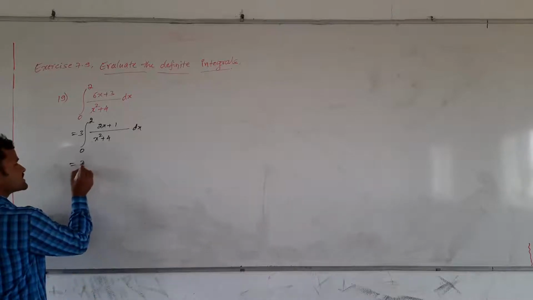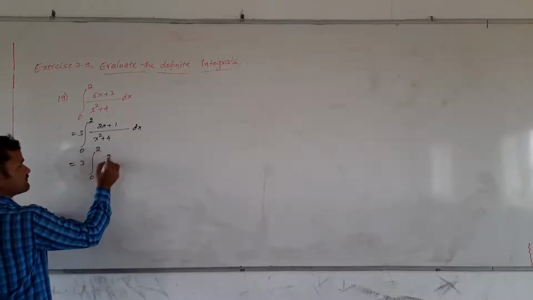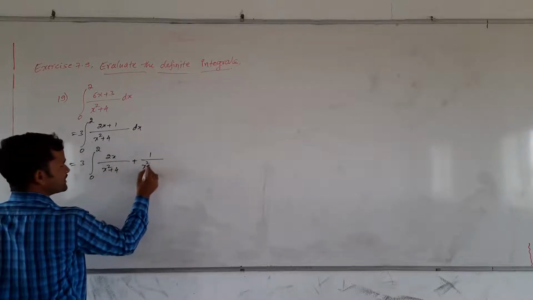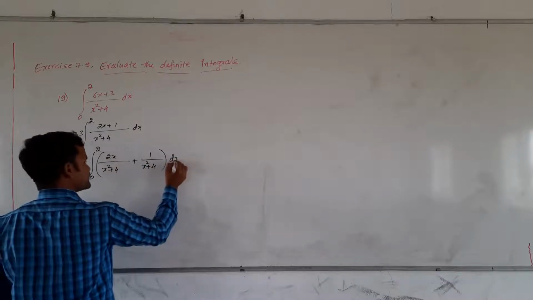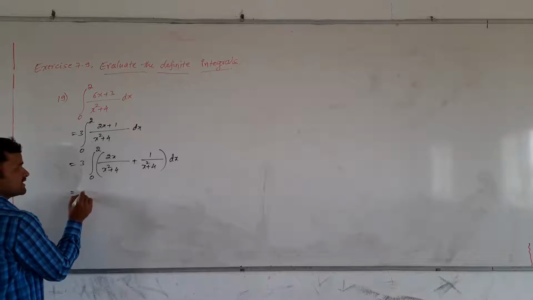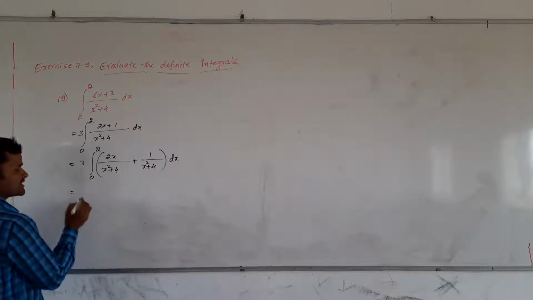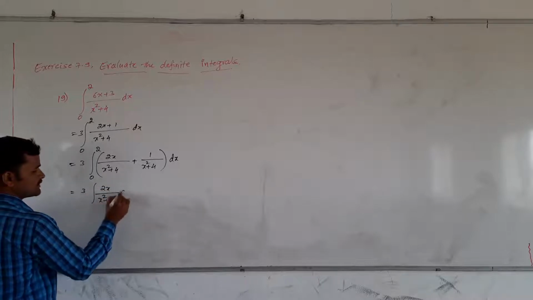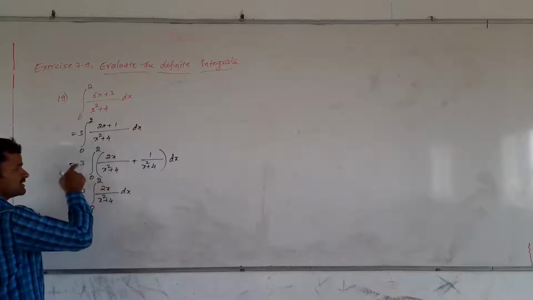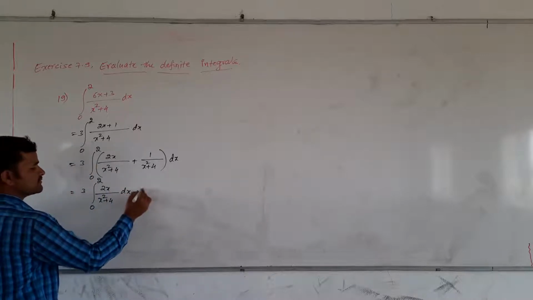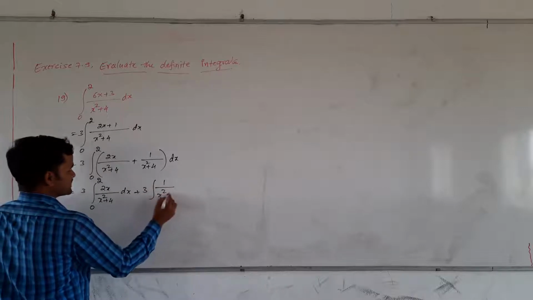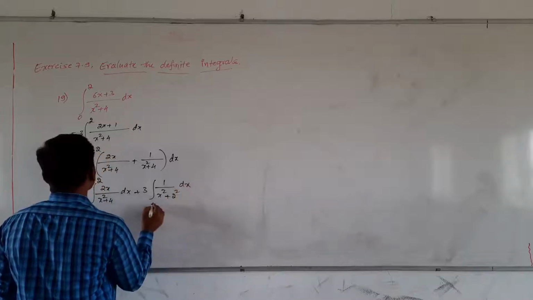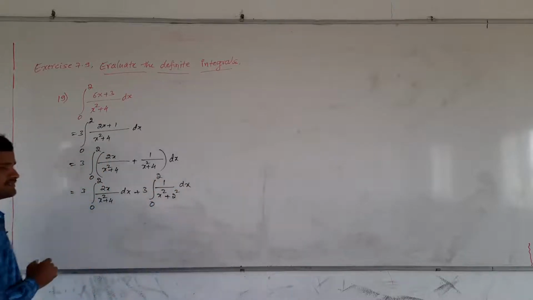Now I will write it as a sum of two functions. The first one is 2x / (x² + 4), plus the second one, 1 / (x² + 4). Integrating the function with respect to x, let us write it as a sum of two integrals. First one is 3 times the integral of 2x / (x² + 4) dx from 0 to 2. 3 will get multiplied to the second integral also. This becomes 3 times the integral of 1 / (x² + 4), which can be written as 2², dx from 0 to 2.